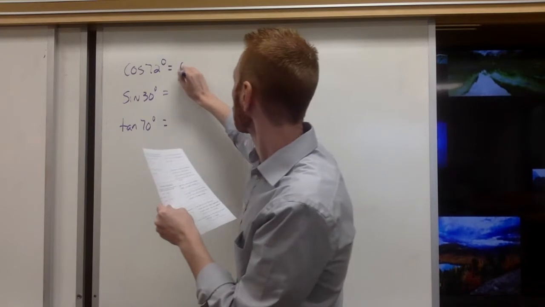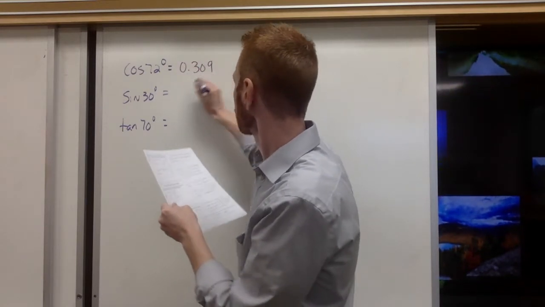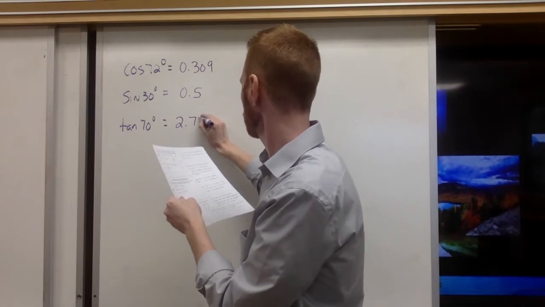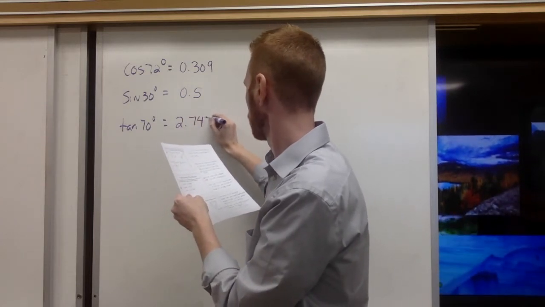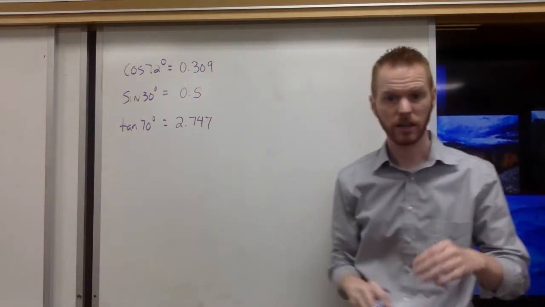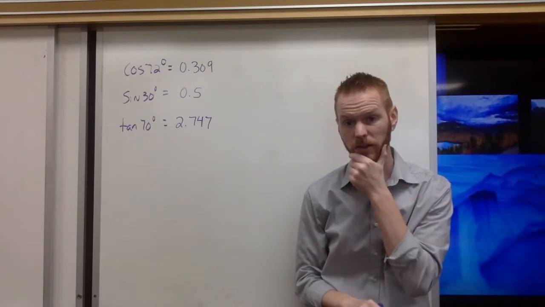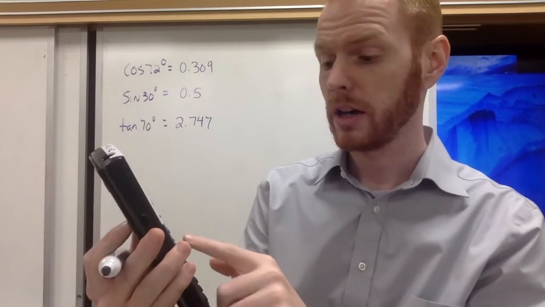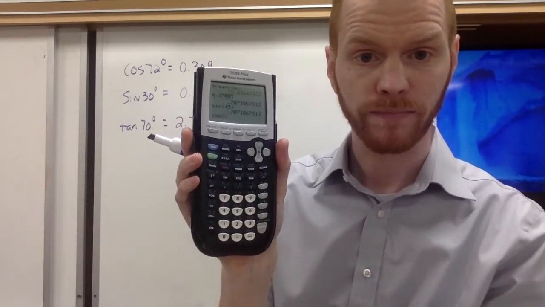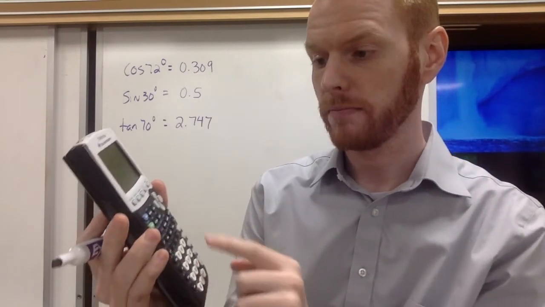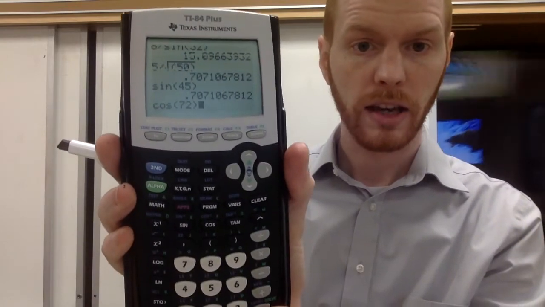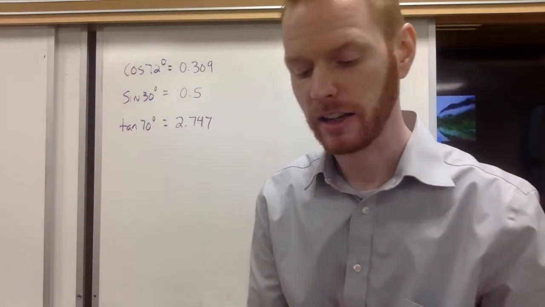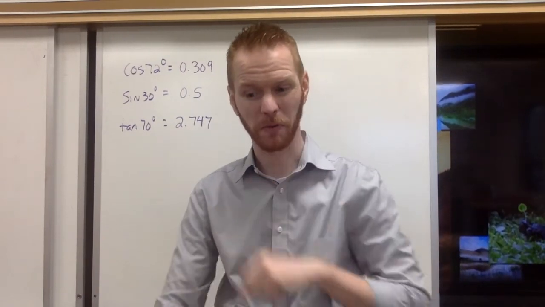So for the first one, we get 0.309. This one comes out to be a half, and the last one is 2.747. Okay, so hopefully you're getting the same values when you're plugging those in. And all you're doing, okay, if you're using something like this, you're going to hit the cosine button. You're going to type 72 in, just like that, and you're going to hit enter. Okay, and that's the value you get. Okay, that's the ratio, just in decimal form.